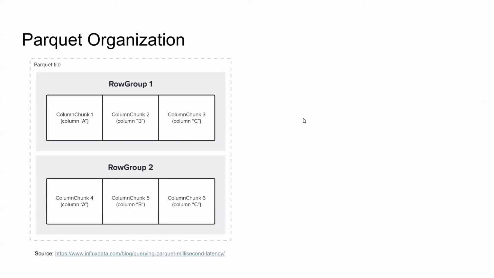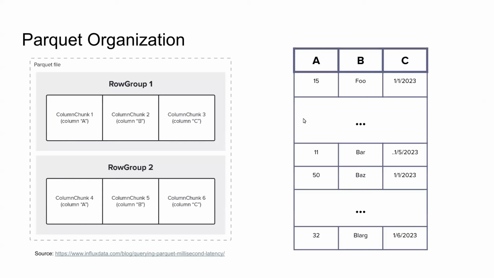So the way Parquet is implemented, the horizontal strips are called row groups in Parquet, and the individual columns are called column chunks. And so the way Parquet is organized logically is like this. If I had a table that had 3 columns and a bunch of rows, what you'd actually do is take the data and break it into 2 horizontal strips.